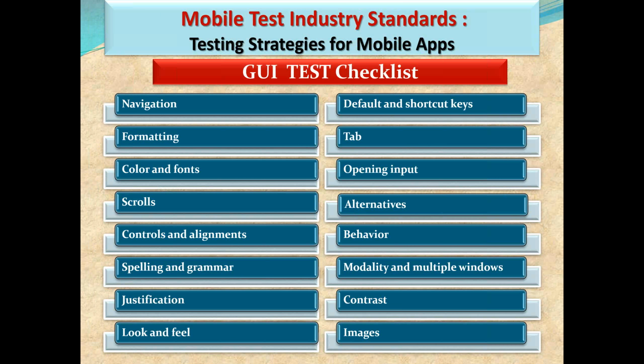Then we have colors and fonts. In there you check all colors, font widths, and fonts for display text and field alerts. Then we have scrolls, so all vertical and horizontal bars used in scrolling should only appear where necessary. Then we have controls and alignments, and if your application permits, the window should be resizable, and all controls should function as required, and every display should exhibit correct alignment.